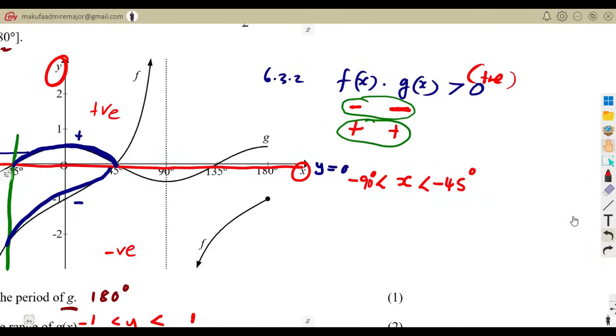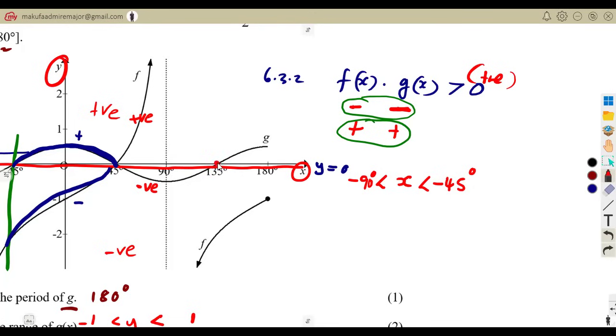Let's move on from 45 degrees. From 45 degrees, we can see that f is now in the positive region. It's on top. What is happening at that moment? g is below the x-axis, as we can see in this interval. g is below, it's in the negative. So we do not want that. One is positive, one is negative. We do not want that. Up to what?